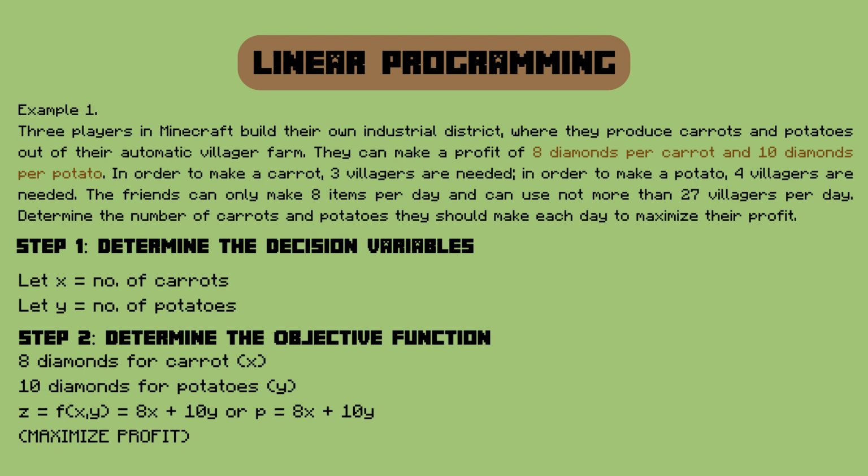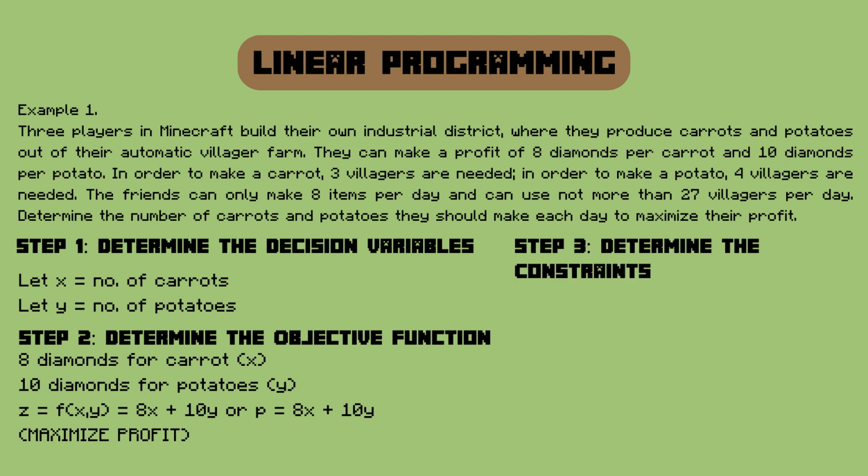The third step is to find the constraints of the problem. These are the variables that restrict the amount of profit a person can make or the quantity they may produce. In the problem, it states that in order to make a carrot, 3 villagers are needed, while for a potato, 4 villagers are needed. They cannot use more than 27 villagers per day. This leads us to our first constraint on the amount of villagers used, which is 3x plus 4y is less than or equal to 27.